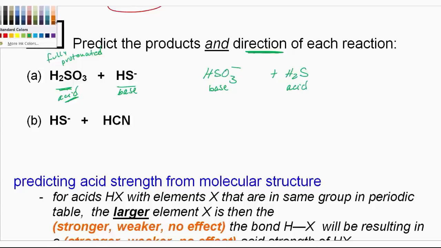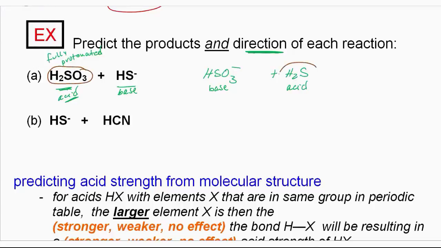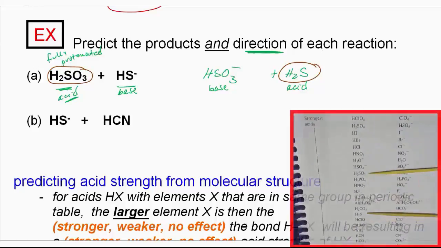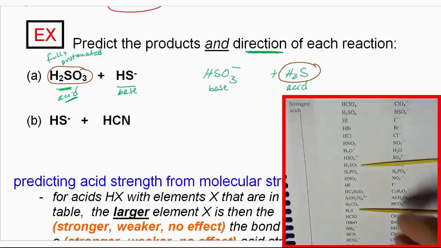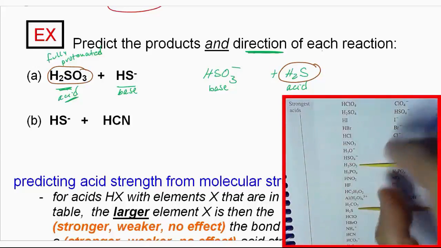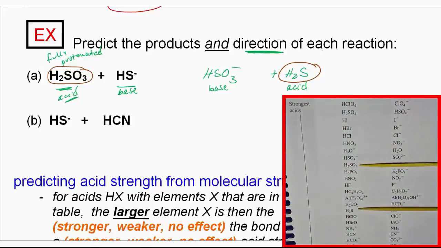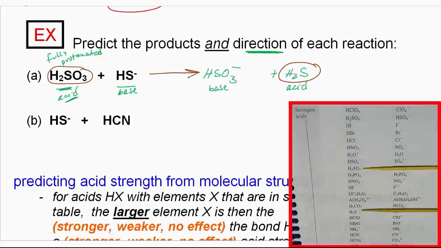Okay, now let's find the two acids and compare them. Here's one of the acids, and here's the other acid. Here they are in our chart. Here's dihydrogen sulfide, H2SO3. Which one is weaker? Dihydrogen sulfide. So it's weaker, so our arrow has to be towards it, towards the weaker acid.